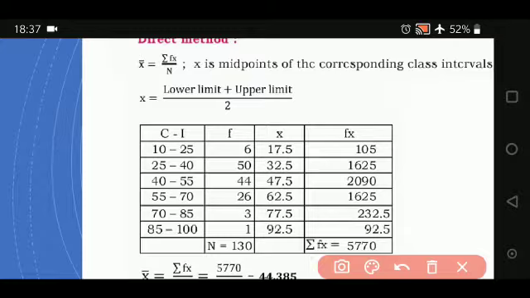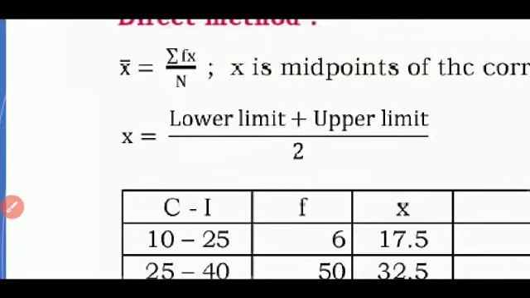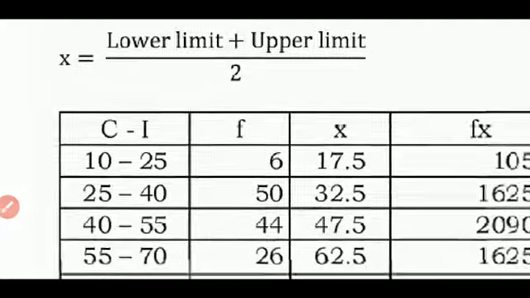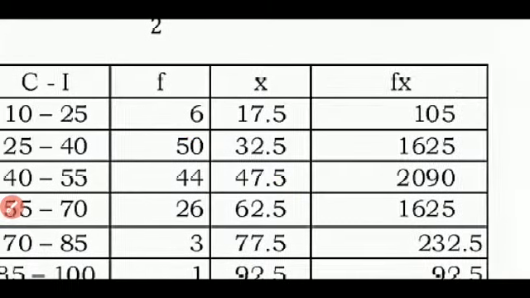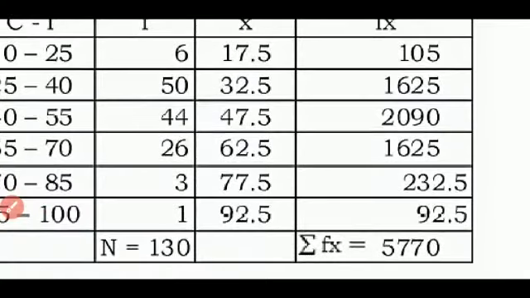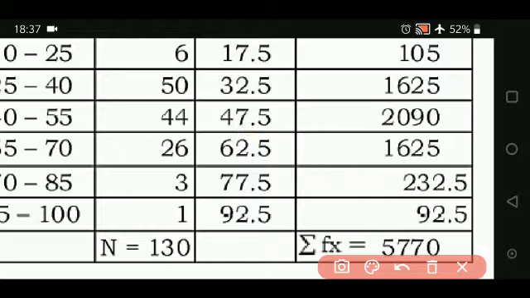Now what is the direct method formula? It is x bar is equal to summation fx upon n. So we are going to multiply f into x. When you multiply f into x, you get this particular column here. 6 into 17.5, you get 105. Then 50 into 32.5, this is the value. 44 into 47.5, 2090. 26 into 62.5, 1625. 3 into 77.5 is 232.5. 1 into 92.5 is 92.5.